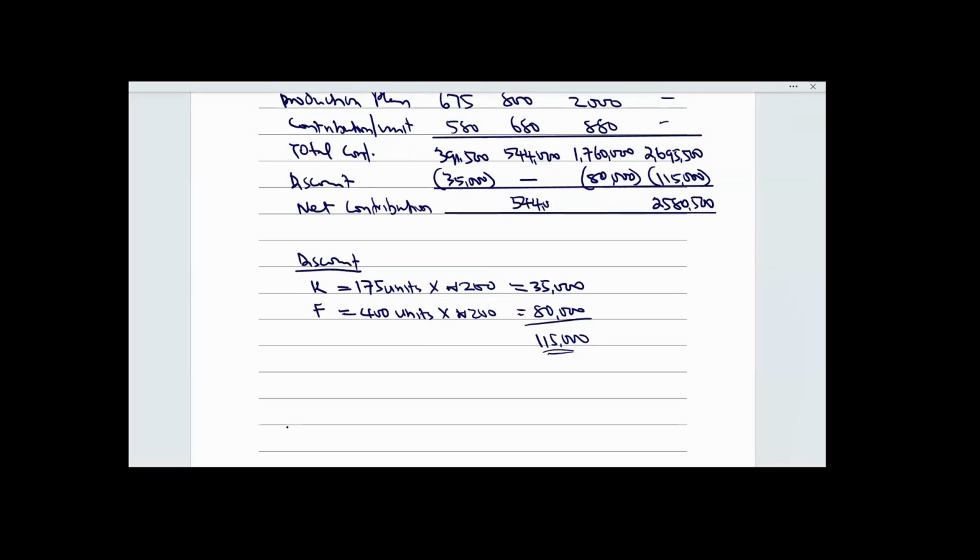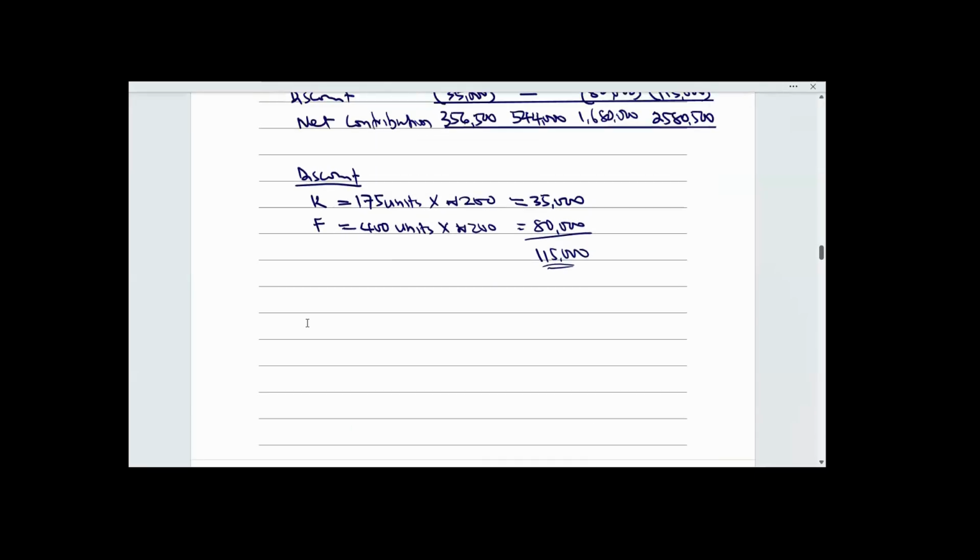So let's solve for the second one. Let me complete this for K first. Yes, for K is what? 356,500. Okay. Then here will be 80,000. 1,680. So that's that.